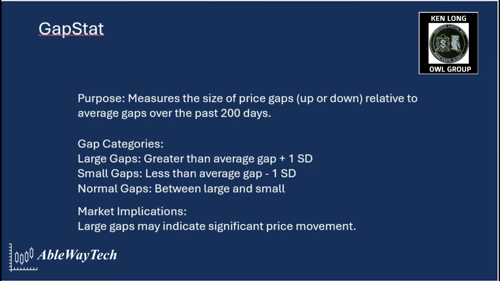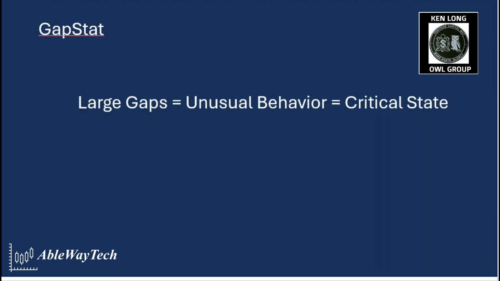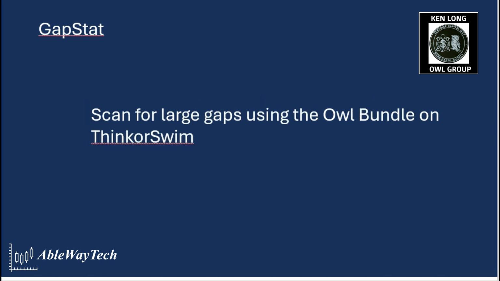So what's the market implications of this? Well, the large gaps may indicate significant price movement. So we can think that the large gaps equal some kind of unusual behavior in this financial market, and that can then lead to basically we're in a critical state. And one way then we can apply this is we can scan for large gaps using the Gapstat statistic on the OWL bundle on ThinkorSwim.